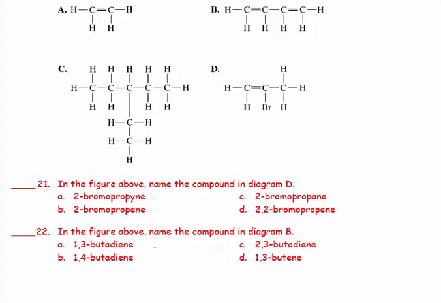Then, in the figure above, name the compound in diagram B. We go to the compound in the diagram B, and the name will be 1,3-butadiene. Why do we call it 1,3-butadiene? Because we have one group attached to the first carbon and then one group attached to the second carbon, which are the CH2. So we have 1,3-butadiene.